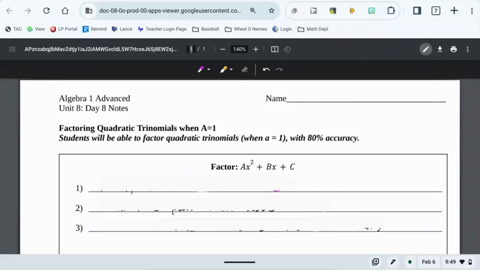Today we're going to focus on factoring quadratic trinomials when a equals 1. Our goal is that students will be able to factor quadratic trinomials when a equals 1 with 80% accuracy. And when we talk about factoring quadratic trinomials, this is something that is going to be used a lot over the next several years of math. So we want to make sure we get a good handle on it the first time we're seeing it.